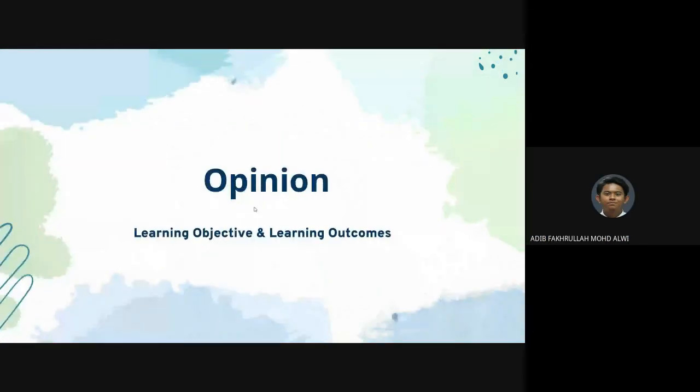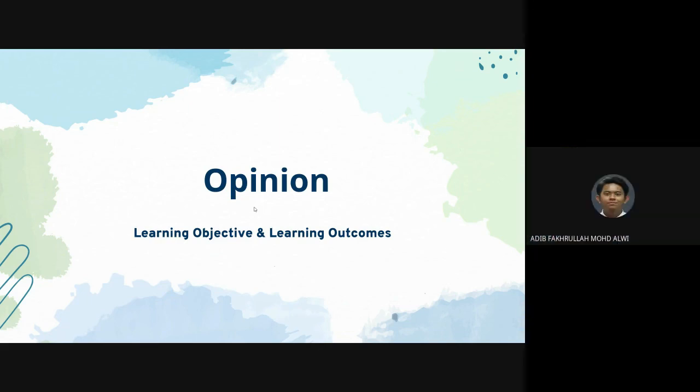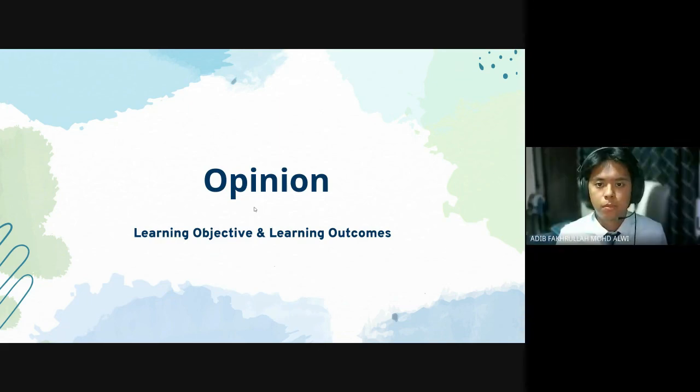So this is my opinion towards learning objectives and learning outcomes. In my opinion, the learning objectives in the SKP still need to be improved because some of them do not fulfill the requirements of the SMART components. Some are still not specific, some still not measurable, some still not relevant, and still don't have any time bound. Okay, so they still need to be improved.